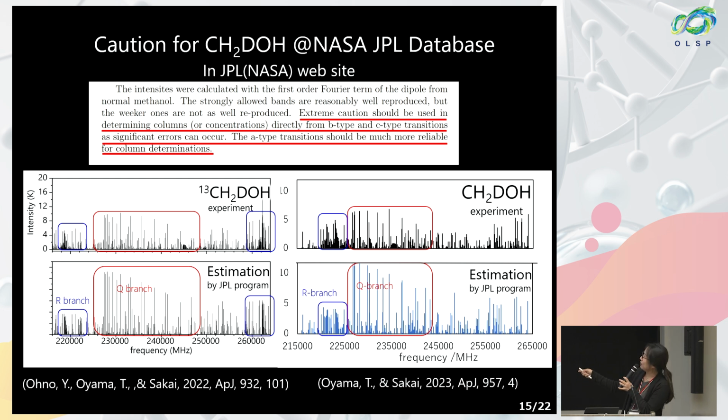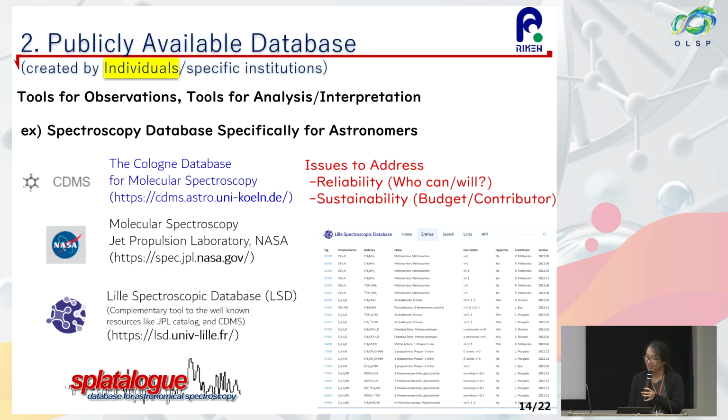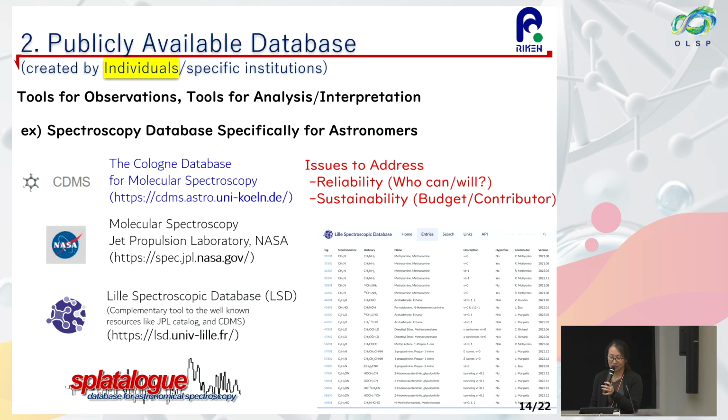And JPL is telling us that their data is not reliable. They are being honest. But they don't give us enough information. And some of the databases just use all these results without thinking about the reliability of the data. That is very dangerous. However, ALMA uses this Splatalogue. So there is a bit of a fragile situation in the background.